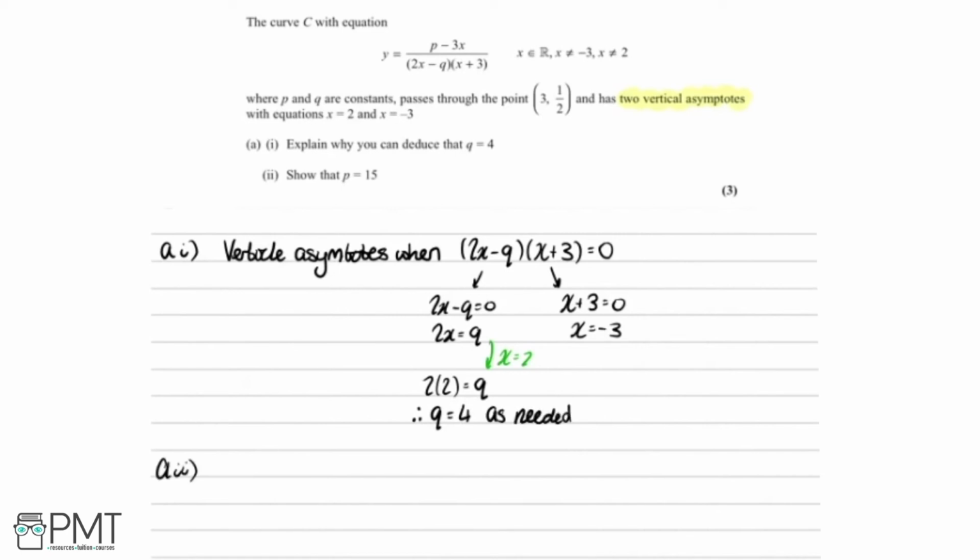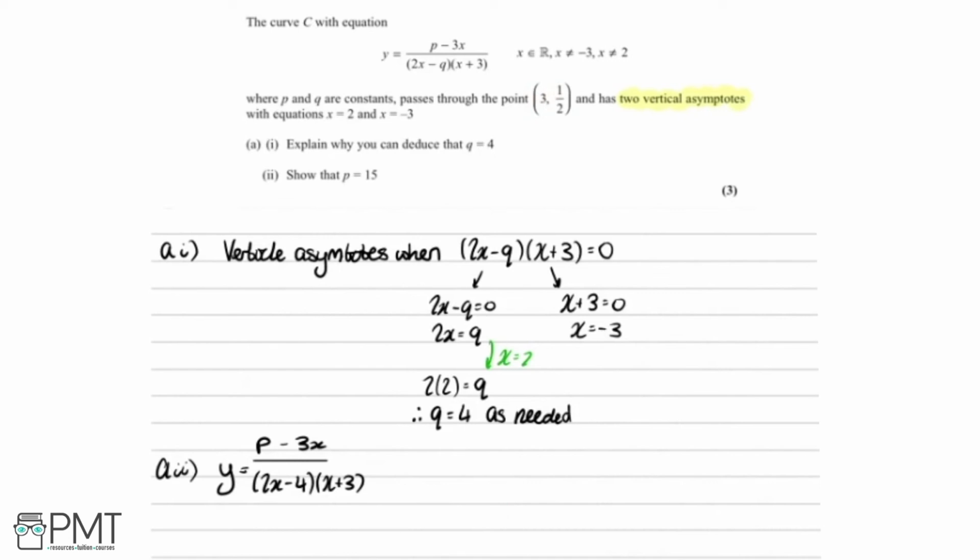So now part A part 2 says we need to show that p equals 15. So in the previous part we worked out what q equals. So I'm just quickly going to rewrite out the equation for curve C right here, but replacing q with 4. So doing that, we get y equals p minus 3x all over 2x minus 4, because we're replacing the q with 4, multiplied by x plus 3. Now, a key bit of information in the question is that the curve C passes through the points x equals 3 and y equals a half.